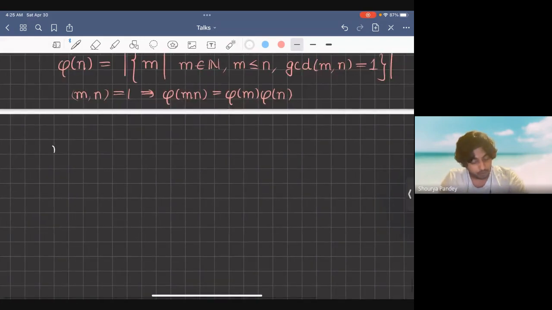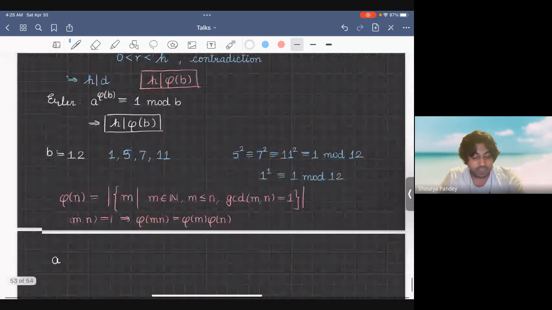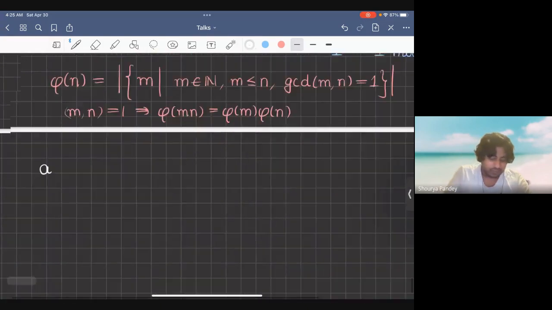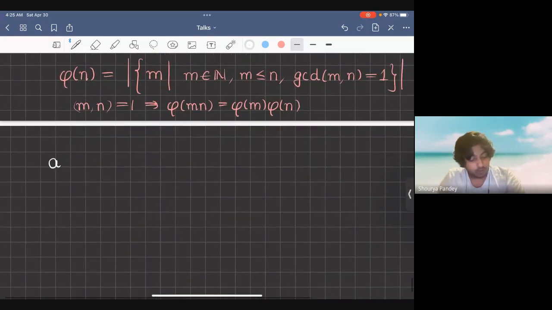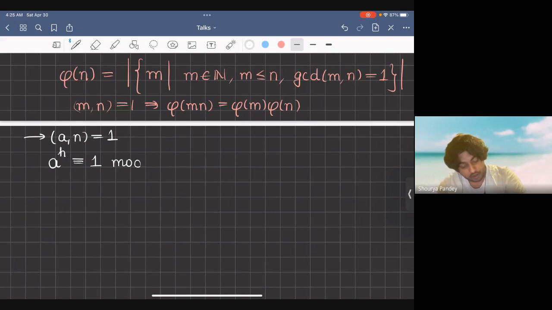So, now instead of b, I'll use n everywhere because that's the standard notation. So now a and n are co-prime everywhere. I won't mention this again and again. So suppose a to the h is 1 mod n, h is the order.